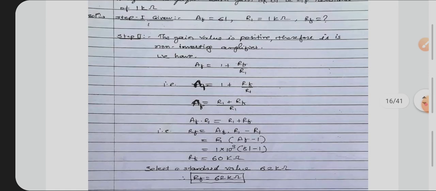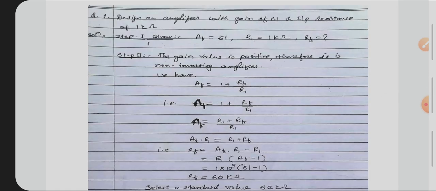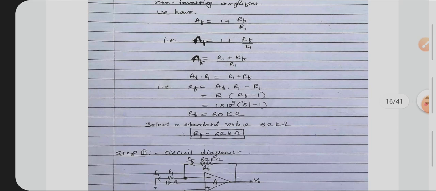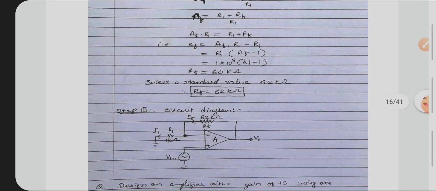Okay, so you have the formula AF is equal to 1 plus RF by R1. You can simplify this and you can calculate RF. You will get it as 60 kilo ohm. In the circuit diagram, you have to show the values of all the components, R1 and RF. The op amp will be IC741.